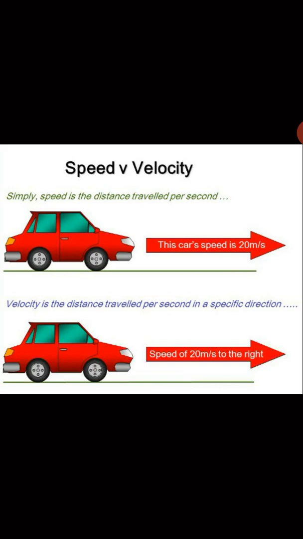But in the second example, in the second image, you can see the same example is taken. Car is moving at a speed of 20 meter per second, but to the right. Okay, your direction is mentioned. So the second one is an example of velocity, while the first one is an example of speed.